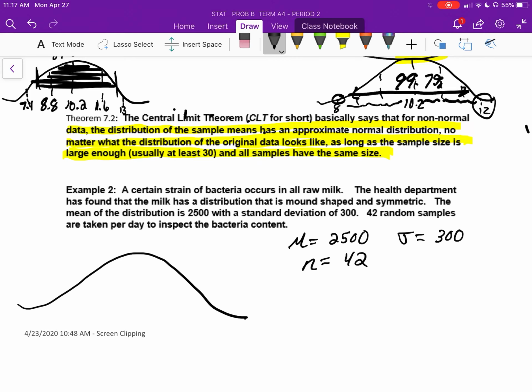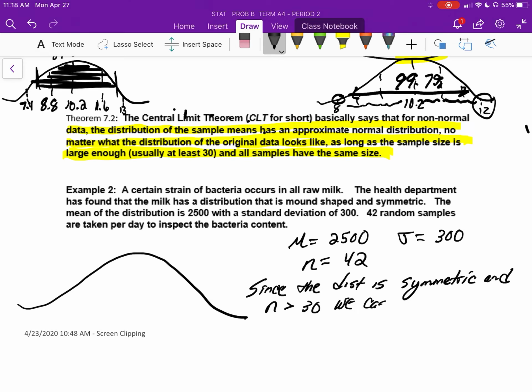So we are allowed to use a normal distribution because the distribution is symmetric and n is greater than 30, we can use a normal distribution.